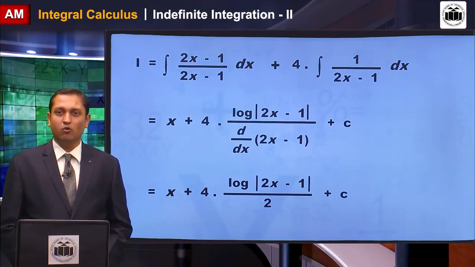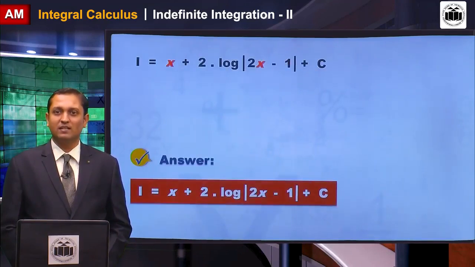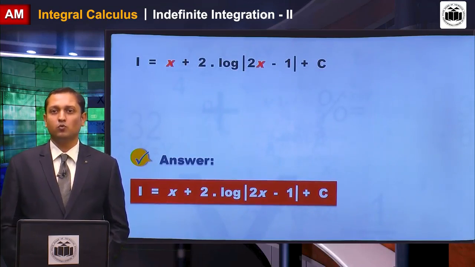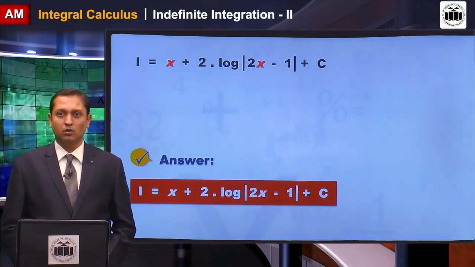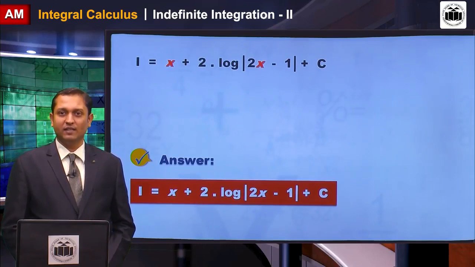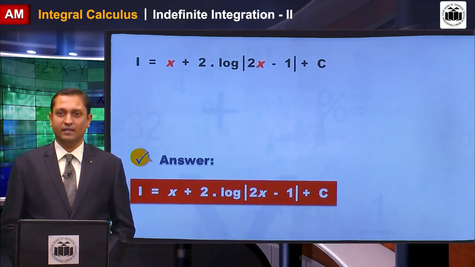So the derivative of 2x minus 1 is 2, and hence 4 and 2 will get cancelled and you will get the answer as x plus 2 log mod 2x minus 1 plus c. So ensure that you are taking the derivative, you are not committing the mistake there.